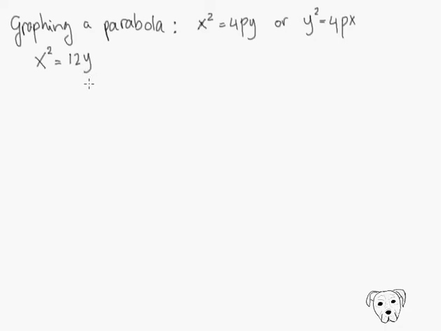Okay, so step one would be to figure out which of the two types I have. Well, this is an x squared equals 4py type. What that means is that the x squared is being squared, so it runs in the vertical direction. You can just look at the squaring part. If the y was being squared, then it would be a horizontal direction. And then you look at the 4p. Well, we know that 4p in this equation has to equal 12. Divide by 4 on both sides, that makes p equal to 3.